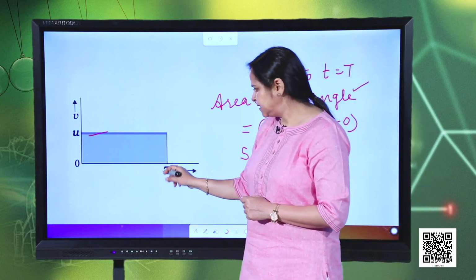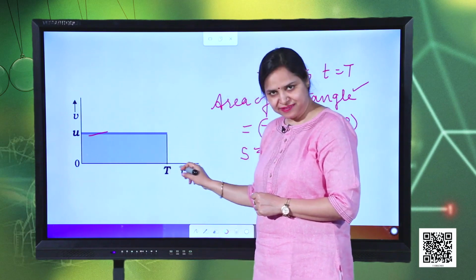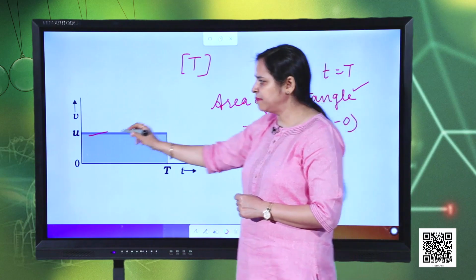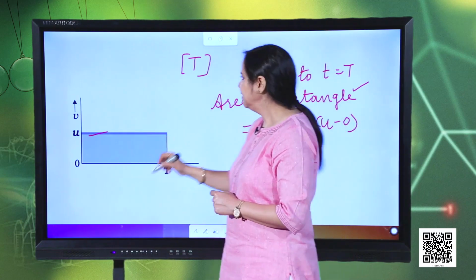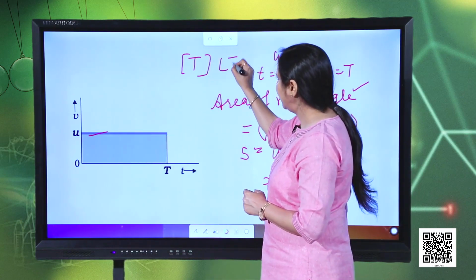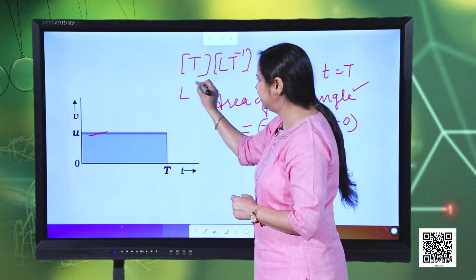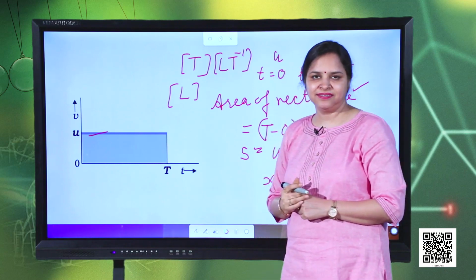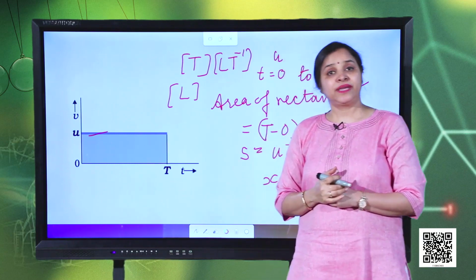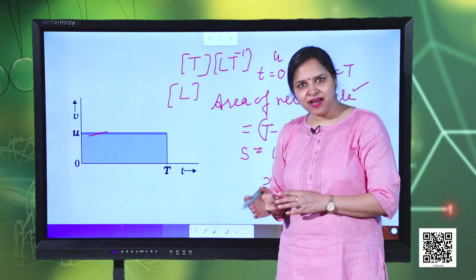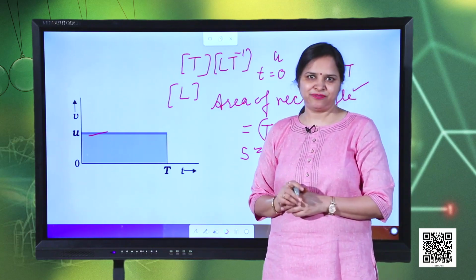We can also verify it dimensionally. Here if we multiply the dimension of the time axis, that is t, with the dimension of the y axis, that is u, which is LT^-1, what do we get? We get the dimension of length, and that is the distance. So, we can say that the area under the velocity-time graph represents the displacement.